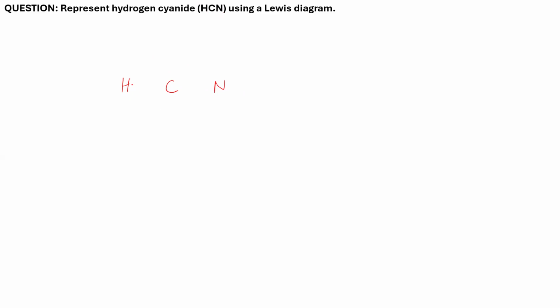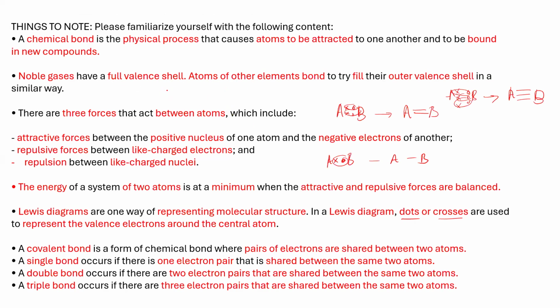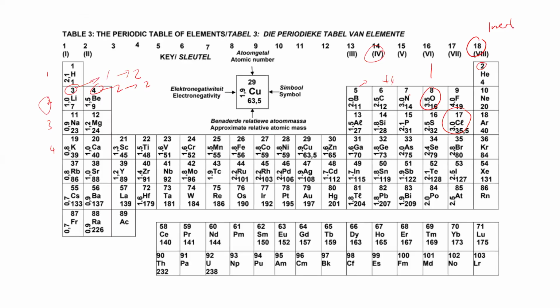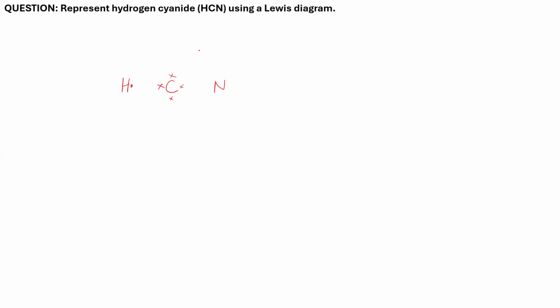Step one, valence electrons for each. So for hydrogen, we know it's going to be only one because it is in group one. And then for carbon, we know that carbon is in group 4, so we're going to have 4: 1, 2, 3, and 4. And then nitrogen, let's go back to the periodic table. Nitrogen is in group 5, so that means we're going to have 5: 1, 2, 3, 4, and 5.